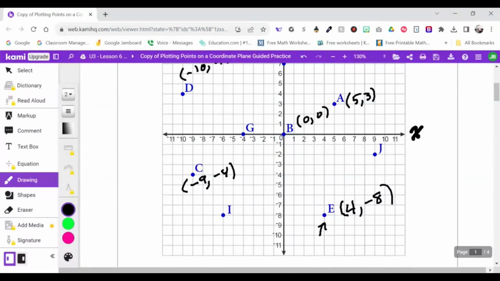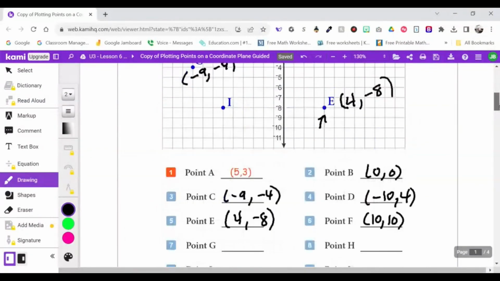Okay, those of you that said negative 4, 4, be careful. If I start at the origin, if I go to negative 4 on the x-axis and then 4 on the y-axis, I'm actually sitting right there. So I went negative 4 in the x direction, but we didn't move any in the y direction. We stayed on the x-axis, so the y coordinate is 0. Okay, so the answer is (-4, 0).